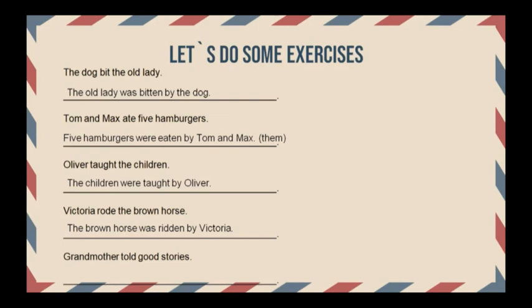Excellent. Next one. Grandmother told good stories. So grandmother is a subject, told is a verb, good stories is an object. So good stories has to be the subject in the passive sentence. Then good stories were told by grandmother.